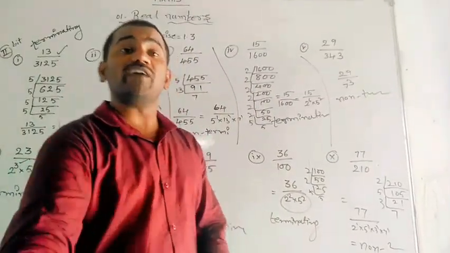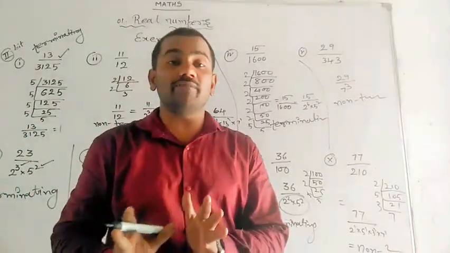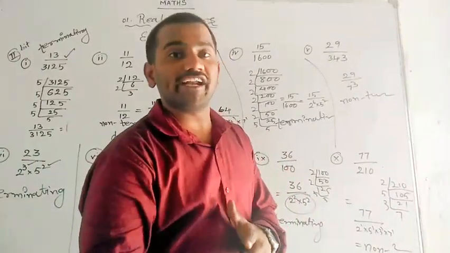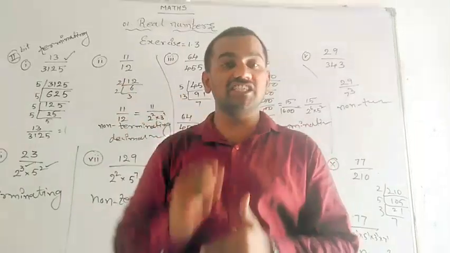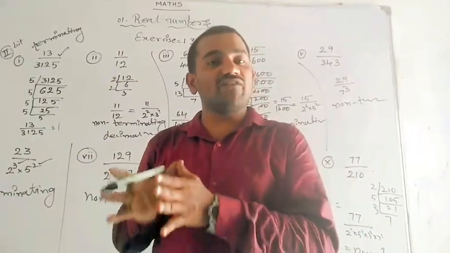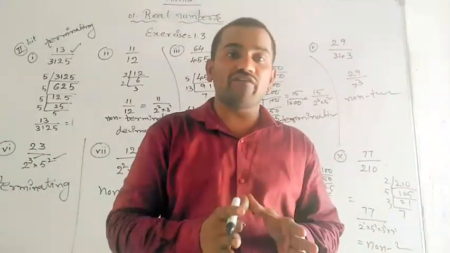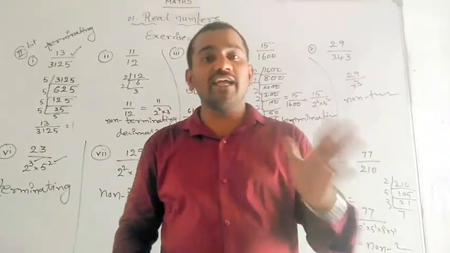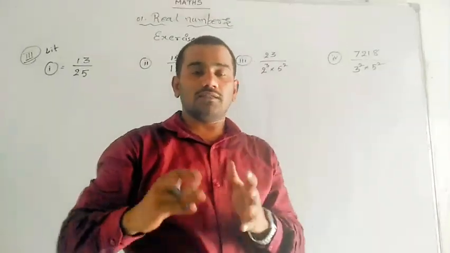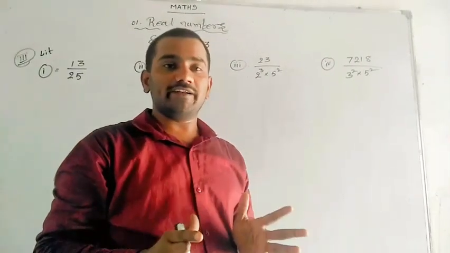So in this video I have learned that without performing division, how to tell whether it is a terminating decimal number or non-terminating decimal number, by prime factorizing its denominator. If the prime factorization of the denominator is in the form of 2 to the power of n into 5 to the power of m, it is a terminating decimal number, otherwise it is non-terminating. Yes. Here the next bit, third bit.